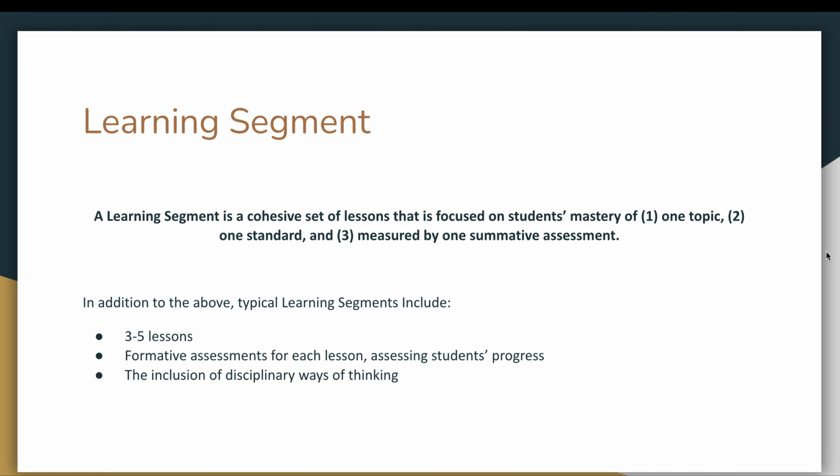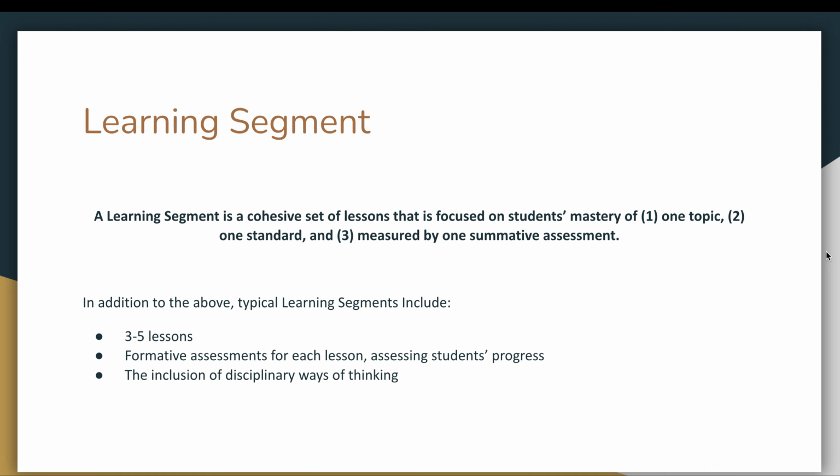Now, that doesn't mean that the summative assessment at the very end of that learning segment is the only assessment you're going to do. Throughout every single one of your lessons, you should have one or more formative assessments, really marking students' progress. As a teacher, there are going to be so many times when you're going to teach a lesson and you're going to think, oh, that was great. We had so much fun. It was so interactive. But then you get that formative assessment back and you go, oh man, they didn't get what I wanted them to get.